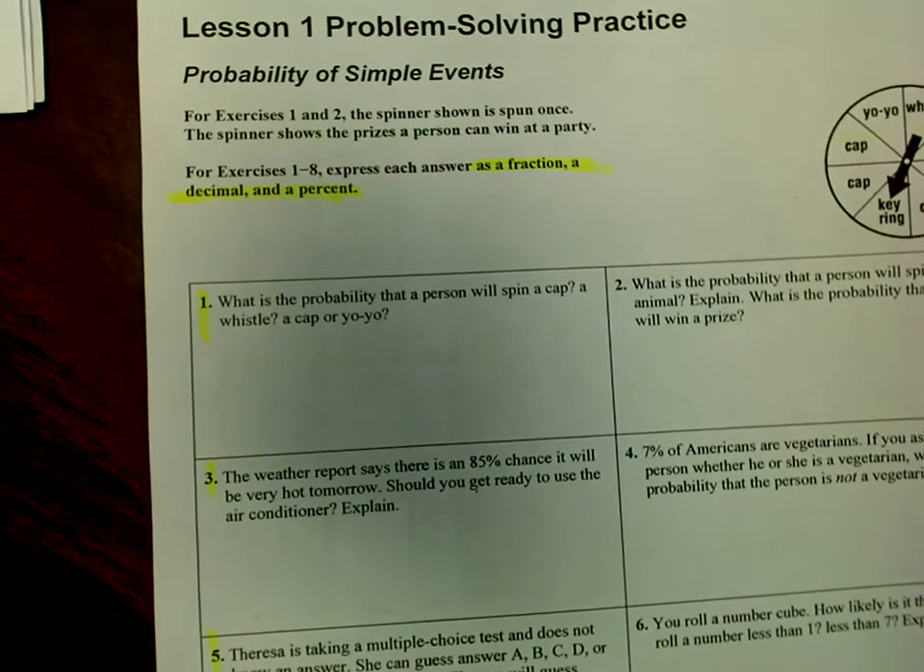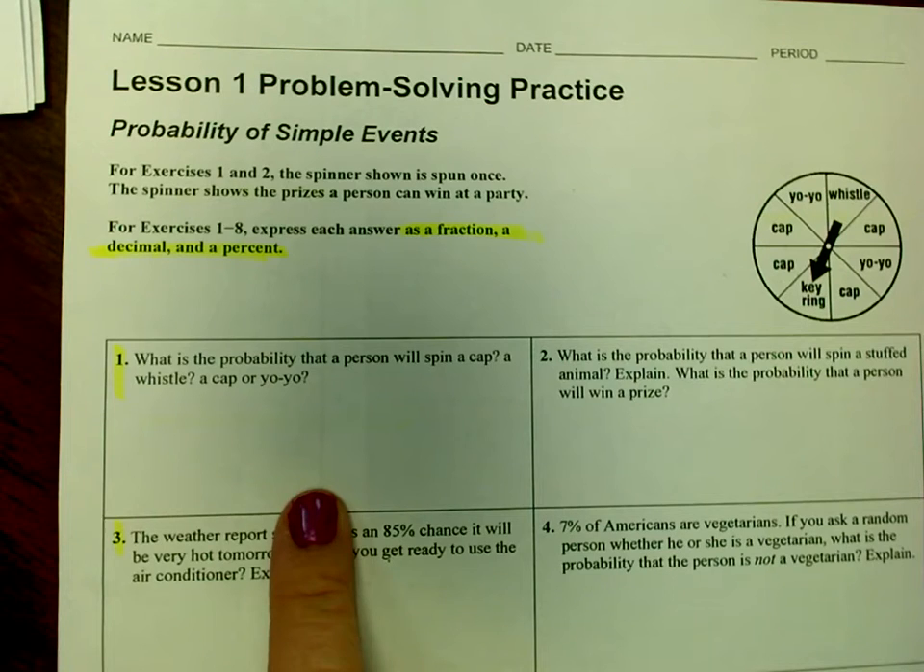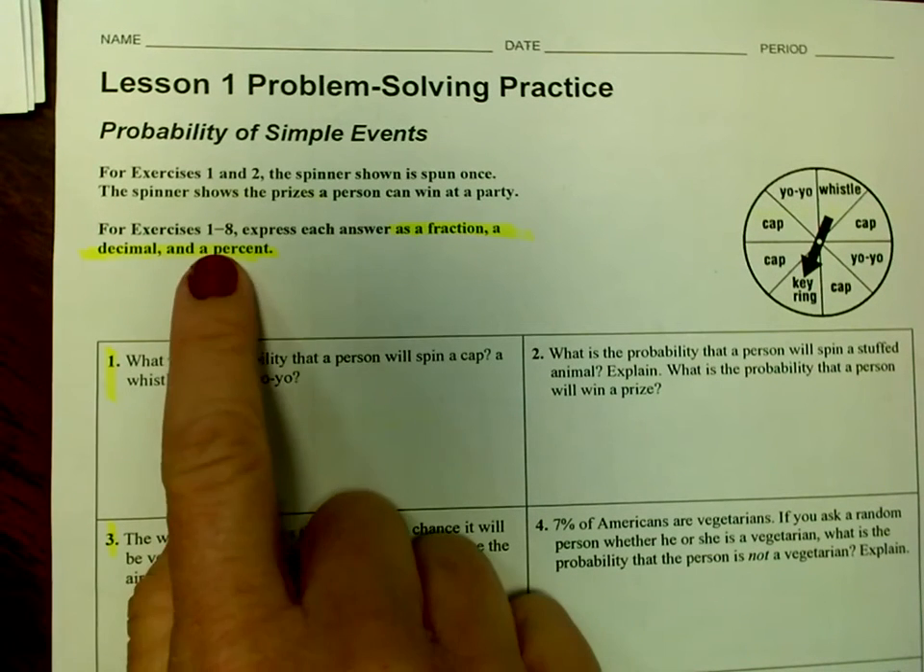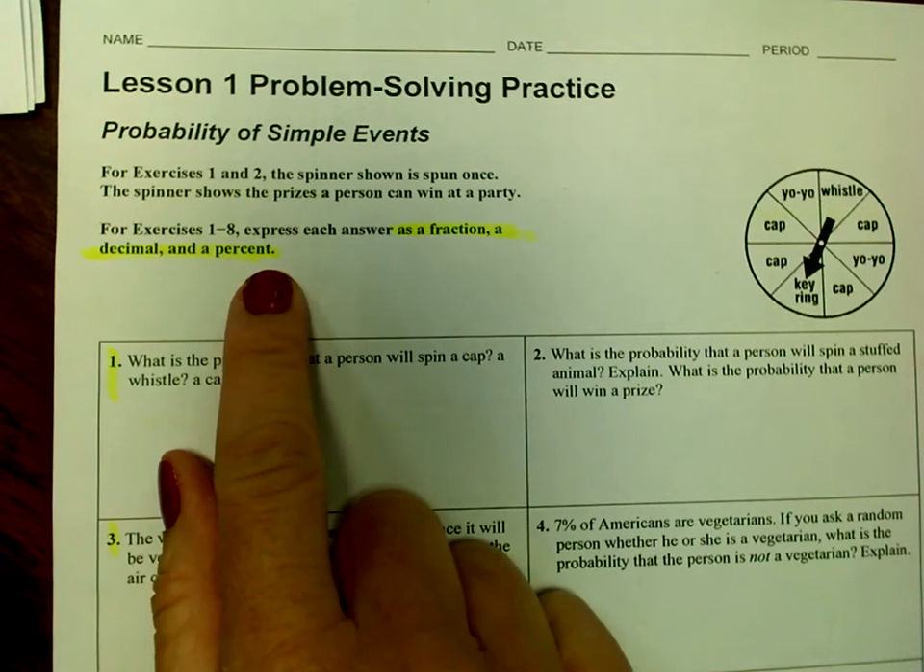Let's see. On the back, the probability of simple events. For exercises 1 and 2, the spinner shown is spun once. The spinner shows the prizes a person can win at a party. So you're going to use the spinner for number 1. But also, from 1 through 8, express each answer as a fraction, a decimal, and a percent.